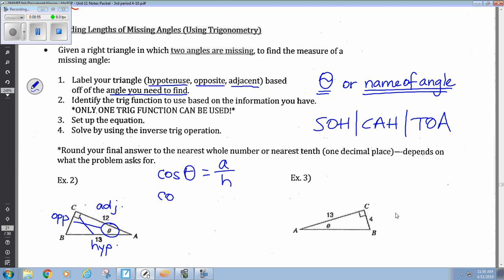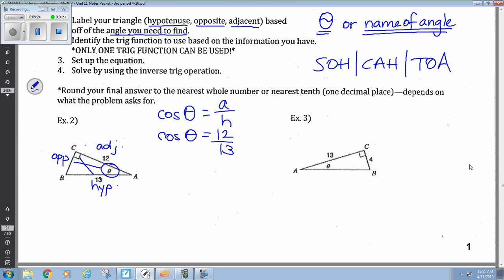So that's cosine theta, because we don't know what the angle is, equal to 12 over 13. That actually takes us through step 3, which is setting up the equation. Step 4 is to solve it by using the inverse operation. So you need to set up the inverse operation and then use the calculator to solve it. That constitutes you showing your work.